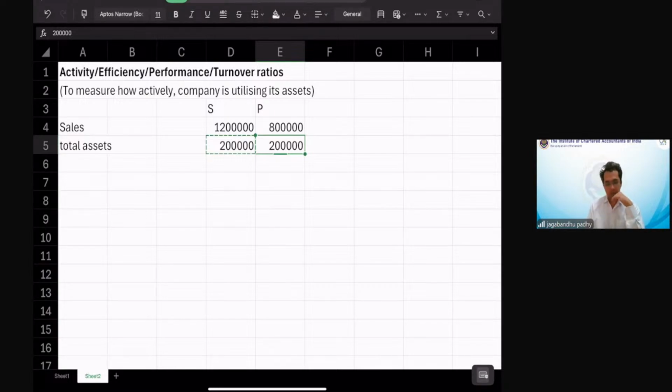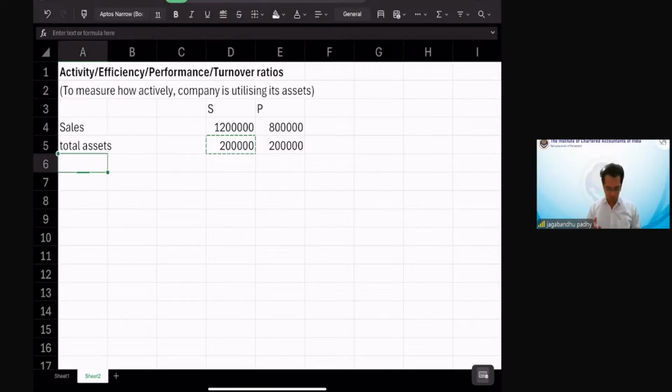Company S. Why so? Why would you say that company S is utilizing its assets in a better way? More sales. Or can I say you're thinking along those lines that with 2 lakh total assets, company S is able to generate 12 lakh of sales, whereas company P is able to generate 8 lakhs of sales, right?